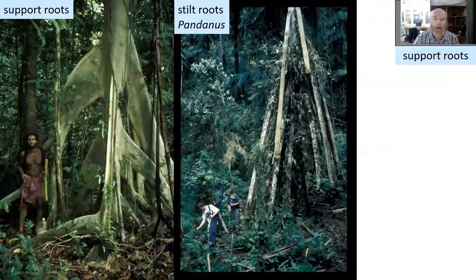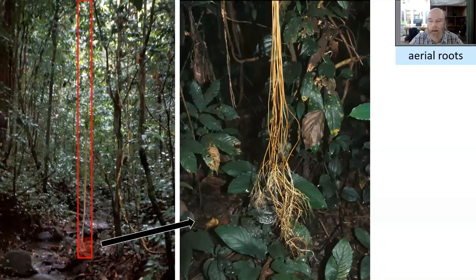Also support roots and stilt roots. This is pandanus, where the meristems are actually here, and the stilt roots are growing from top down until they meet the soil surface. This is another interesting type of roots, aerial roots. That's from plants which start their lifestyle as epiphytes and then send the roots all the way from the canopy to reach the soil. You can't really see it well, but this is the terminal part of the aerial roots, which goes all the way from the canopy here and then finally will be anchored in soil.